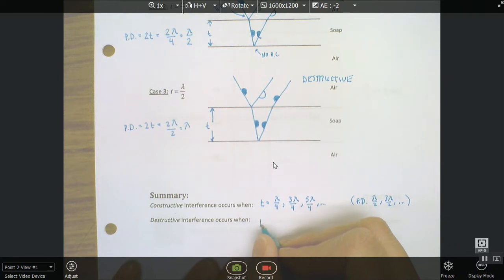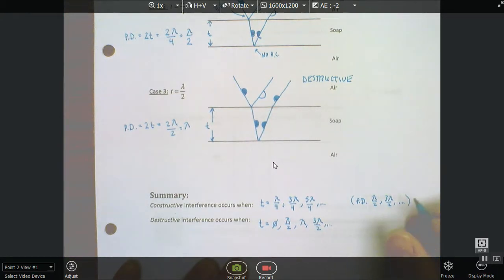For destructive interference, that will happen when the thickness is 0, when it's lambda over 2, when it's lambda, 3/2 lambda, so on and so forth, or when the path difference is 0, lambda, 2 lambda, 3 lambda, etc. We're going to do an example of this in a bit and see how you can use this to figure it out.